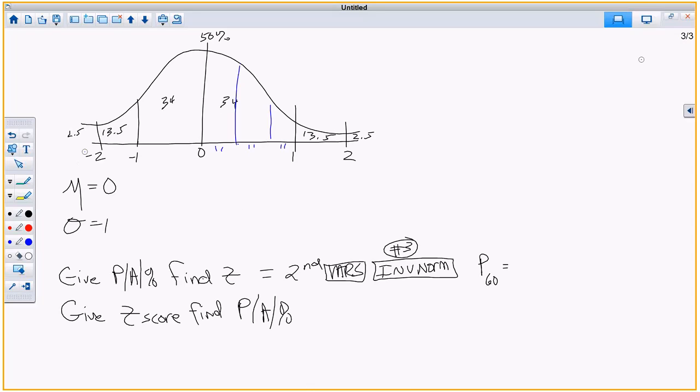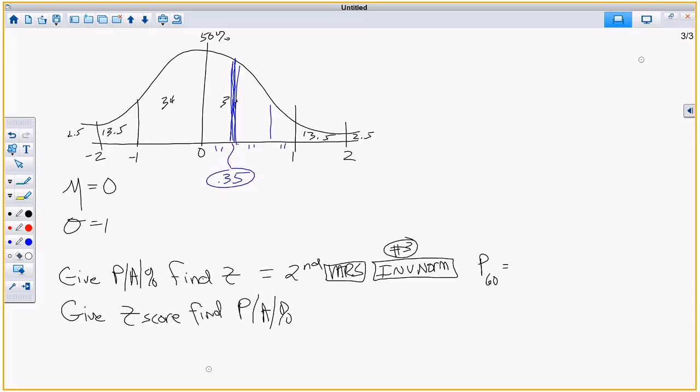So what is 50 plus 11? 61, about 60%. So 60 would be right in there, about a third of the way. So I'm going to say the z-score is going to be around 0.35. Everybody see how I got that? That's what you do with the empirical rule. You check before you even do the calculation.